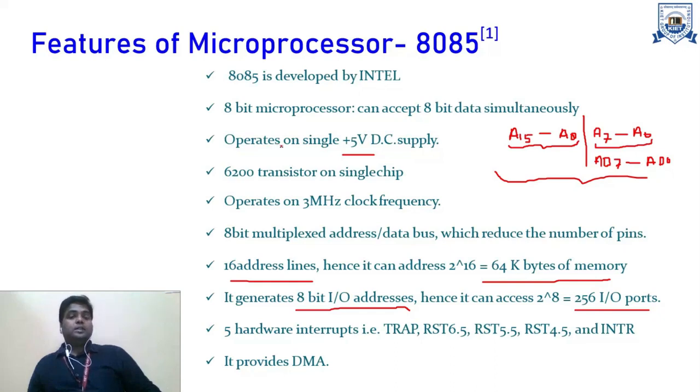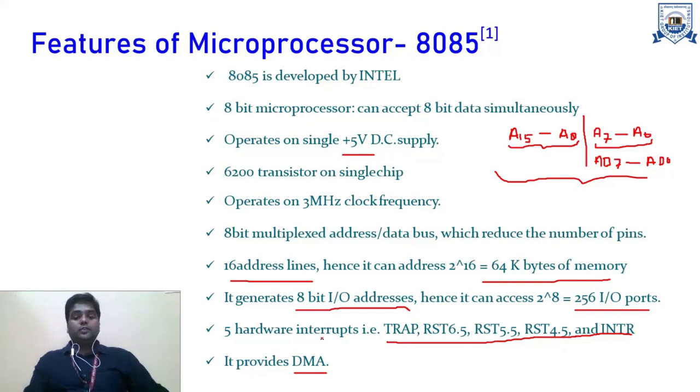This microprocessor also handles external interrupts. There are 5 types of external interrupts available, that is these 5 different types of interrupt. It also provides the facility of DMA, that is direct memory access. That means when some external device wants to access the address as well as the data bus of this microprocessor, it is possible in this 8085 microprocessor. So these are some basic features of 8085 microprocessor.